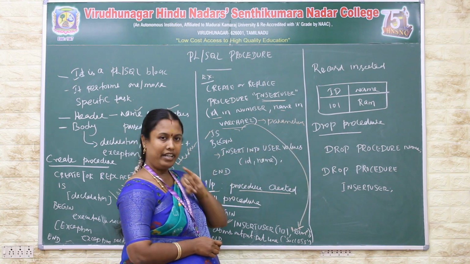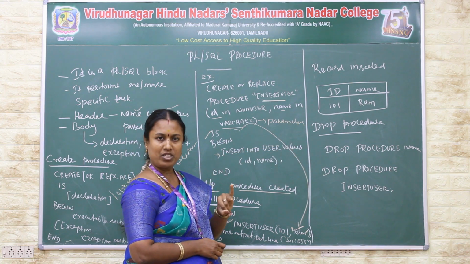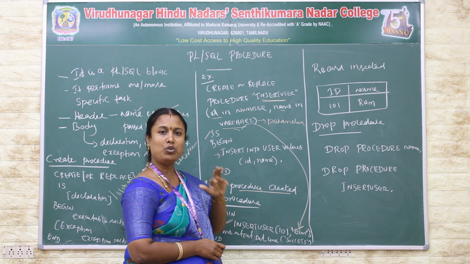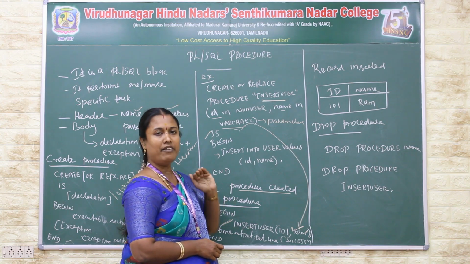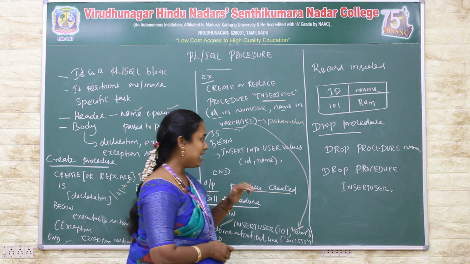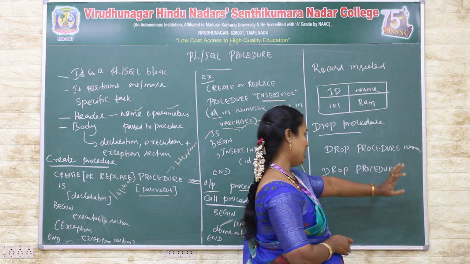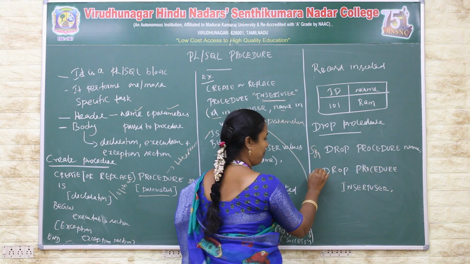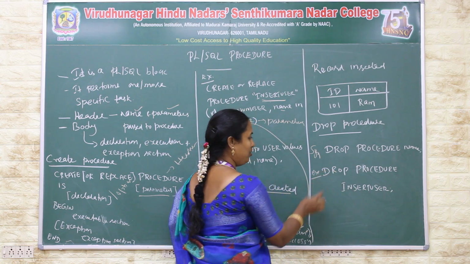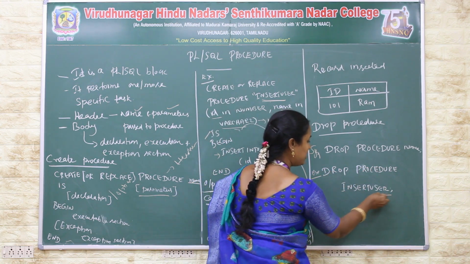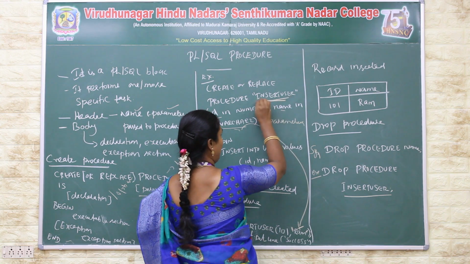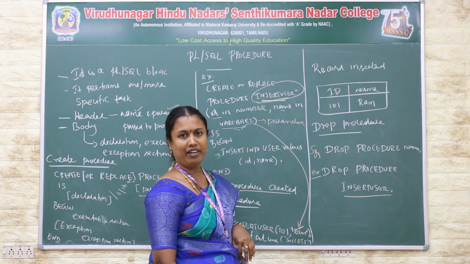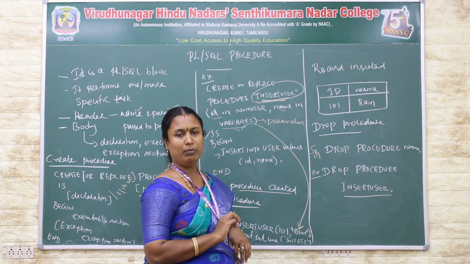Now we know how to create a procedure and how to call the procedure. If you don't want this procedure anymore, it is also possible to drop the procedure. How is it possible? You can use the syntax drop procedure followed by the name. This is the syntax. In this example, I use drop procedure insert user, where insert user is my procedure name. Mention the procedure name after the keywords drop procedure, and your procedure will be removed.